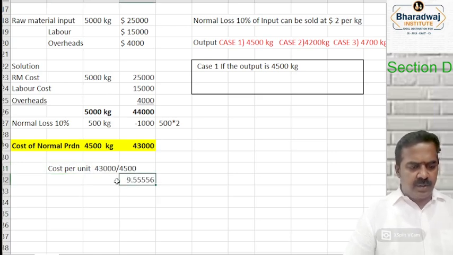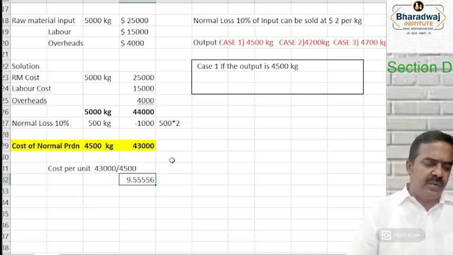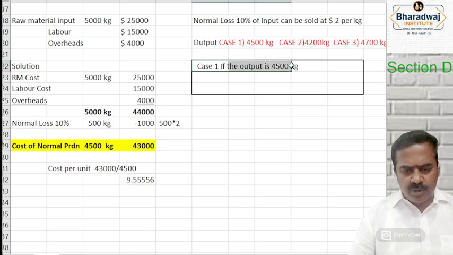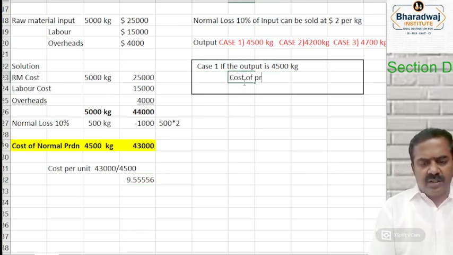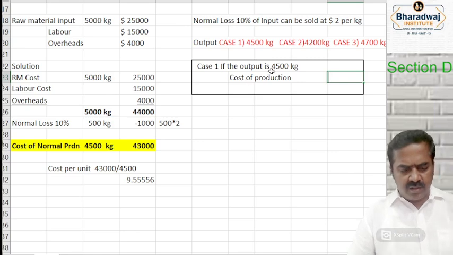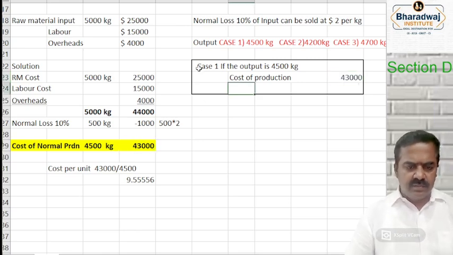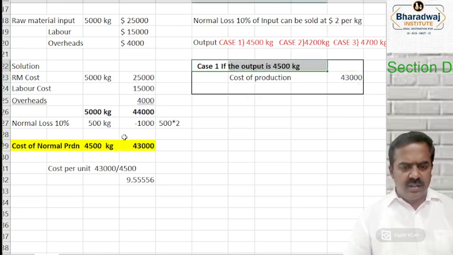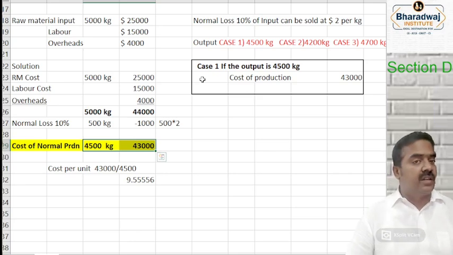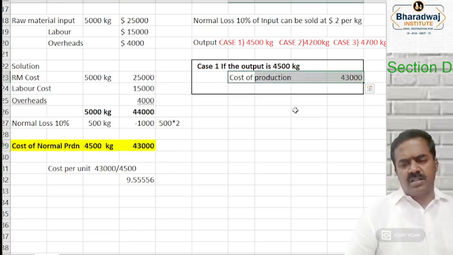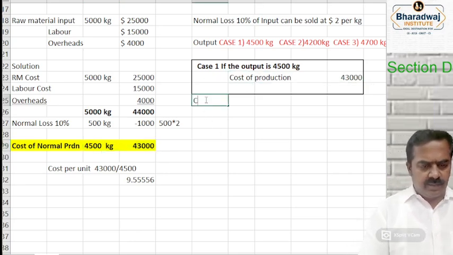This is the cost per unit, $9.555555 per unit. So if the output is 4,500 kg, the cost of production will be $43,000. What is the expected output? That is 4,500 kg, 43,000. So the cost of production is 43,000.